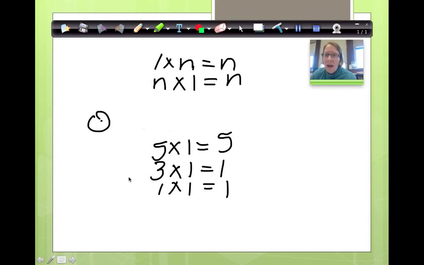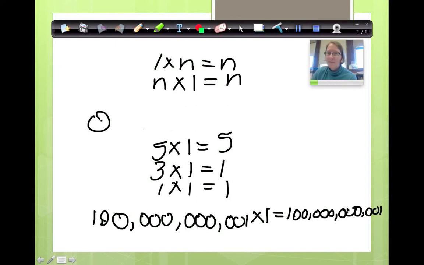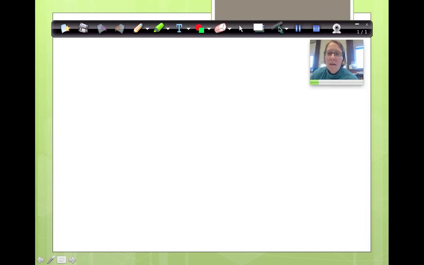What if I had 100 billion and 1? This is how you write 100 billion 1. Let's do it. 100. The millions, these are the thousands, and these are the hundreds. 100 billion and 1 times 1. What would that equal? Well, it would equal 100 millions, thousands, and 1. It would. Absolutely. Okay, now draw another line.